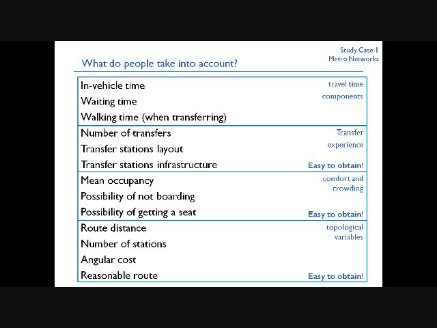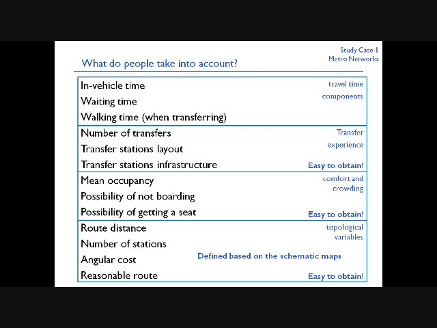And the main advantage of these new variables, the angular cost, the transfer infrastructure and layout, the possibility of not boarding, etc., is that they're really easy to obtain. For example, for the angular cost, you only have to look at the topology of the network and make some calculations. You don't have to make any survey. It's really cheap to come up with this new information to help improve the model.